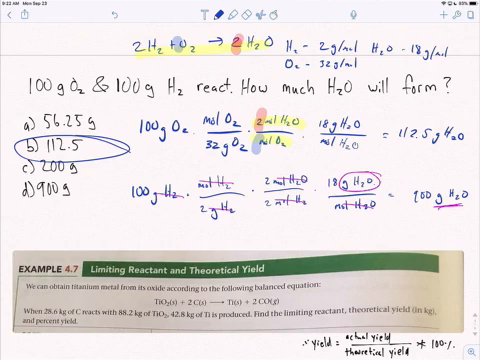Using hydrogen, start with 100 grams, divide by the molecular weight. Here it's a 2 to 2, or 1 to 1 ratio. And then the same 18 grams per mole water, we get 900 grams water. So which one is the right one? You pick the lower one, 112.5. The other thing, notice 900 grams is definitely not right because you start with 200 grams of reactants.